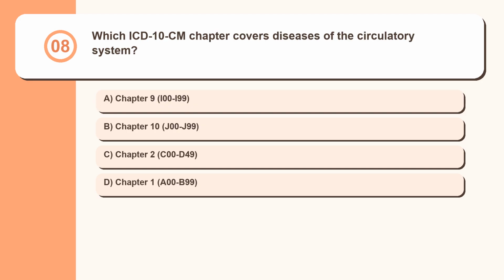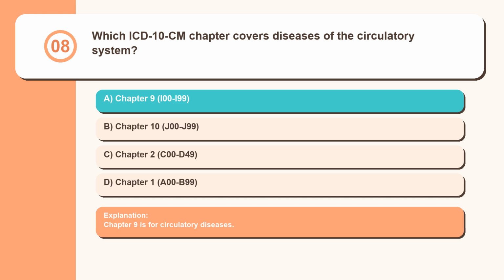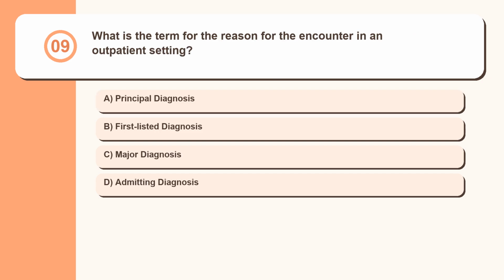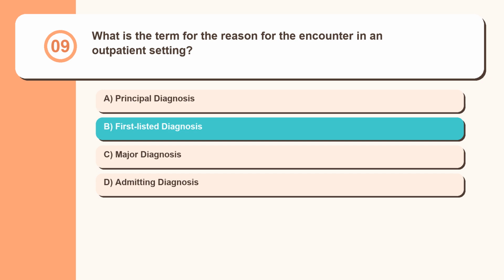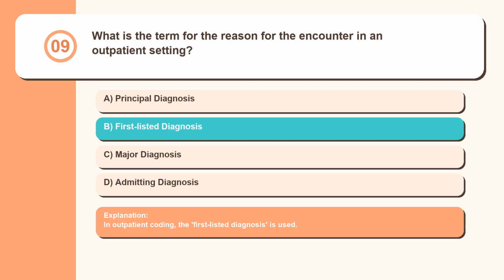Question 8. Which ICD-10-CM chapter covers diseases of the circulatory system? Chapter 9, I00-I99. Chapter 10, J00-J99. Chapter 2, C00-D49. Chapter 1, A00-B99. Chapter 9 is for circulatory diseases. Question 9. What is the term for the reason for the encounter in an outpatient setting? Principal diagnosis, first listed diagnosis, major diagnosis, admitting diagnosis. In outpatient coding, the first listed diagnosis is used.